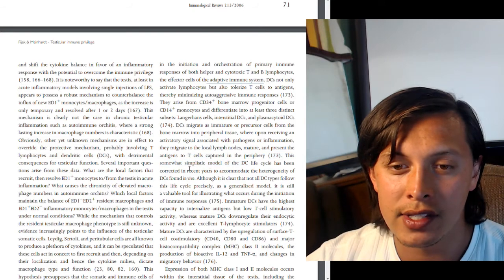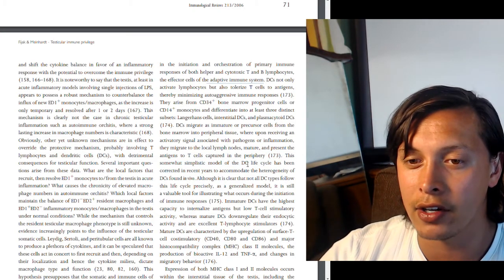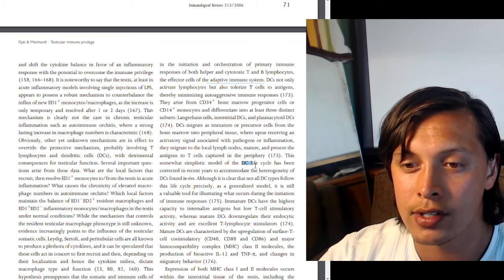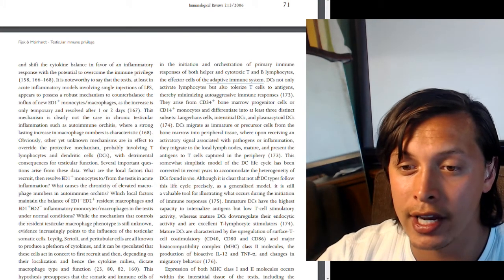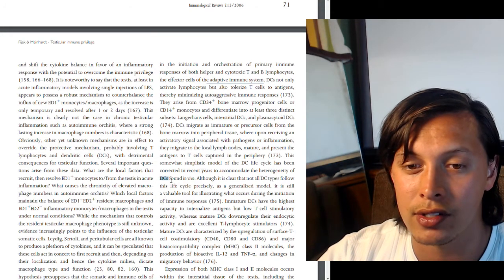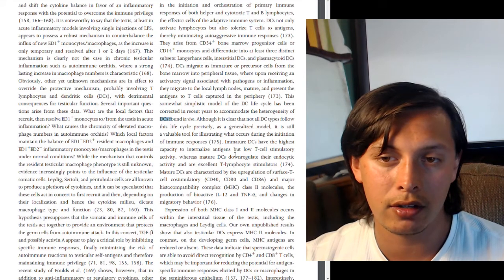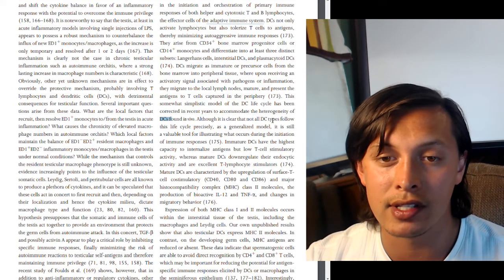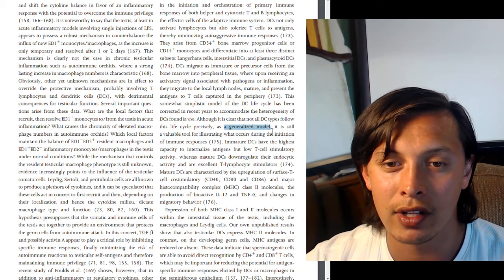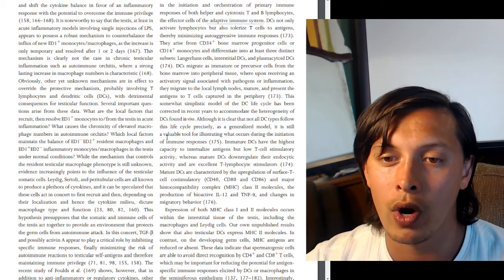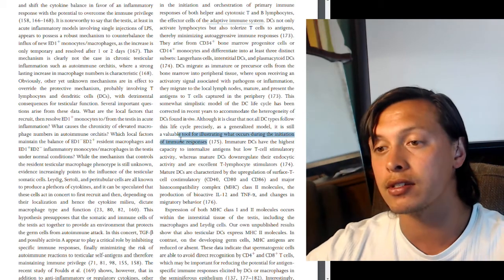Okay. This somewhat simplistic model of the life cycle of the dendritic cells has been corrected in recent years to accommodate the heterogeneity of dendritic cells found in vivo. Although it is clear that not all dendritic cell types follow this life cycle precisely, as a generalized model, it is still a valuable tool for illustrating what occurs during the initiation of immune responses.